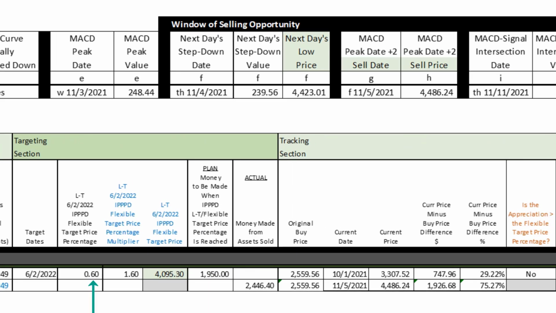Instead of a 60% return on investment, the return was 75.27%. We planned to make $1,950, so close to $2,000. We broke $2,000 and made $2,446. Because the sell trade was made before June 2nd, 2022, we have a short-term capital gain for tax purposes.